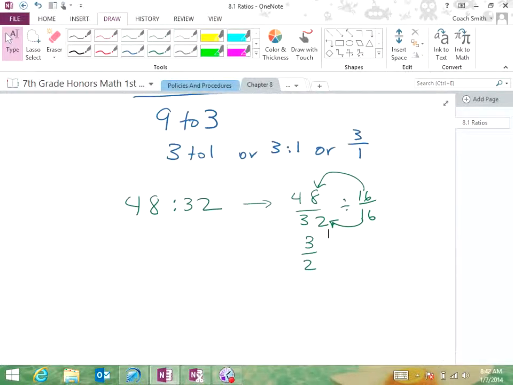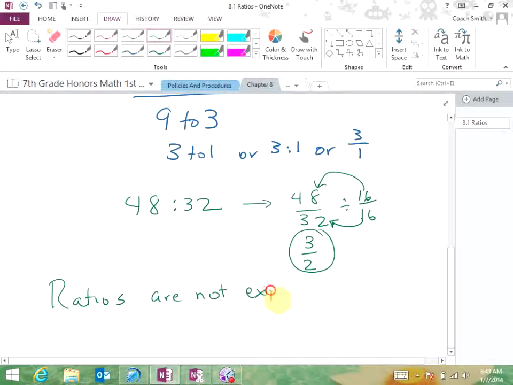Okay, now, 3/2 would normally be expressed as a mixed number. 3/2 would normally be 1 1/2. Okay, we don't do that with ratios. Okay, we leave it as 3/2. That is your answer. Okay, so don't change these when we're talking about ratios. Ratios are not expressed as a mixed number. Okay, so don't express them that way.